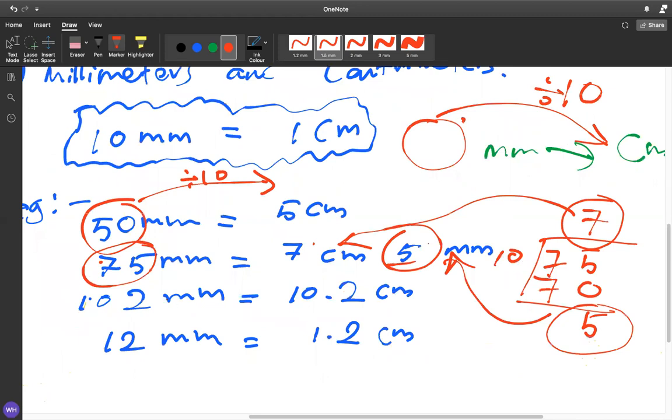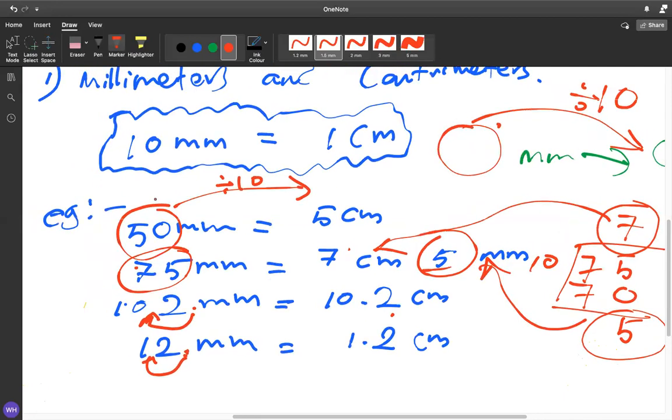You have divided this 102 by 10, which means when you divide a number by 10, what will happen when you consider the decimals? Earlier the decimal point was here, just after the 2. So when you divide by 10, the decimal point moves by one place. Earlier with 12 the decimal point was here. So the decimal point will move to here, and the answer will be 1.2. Can you understand? Good.